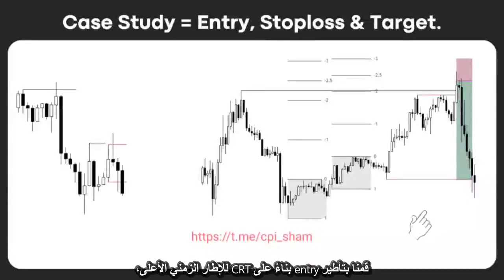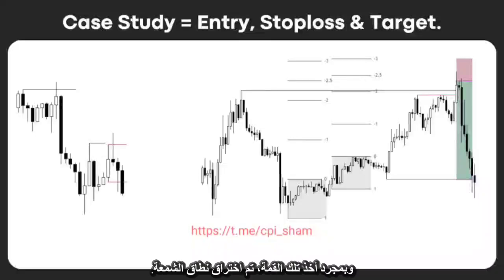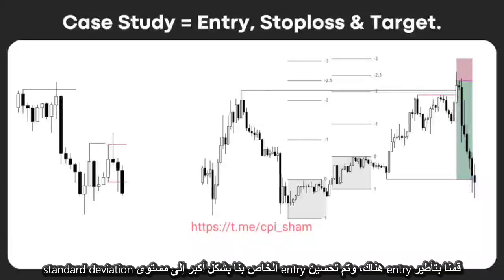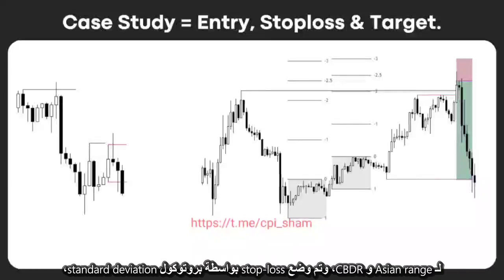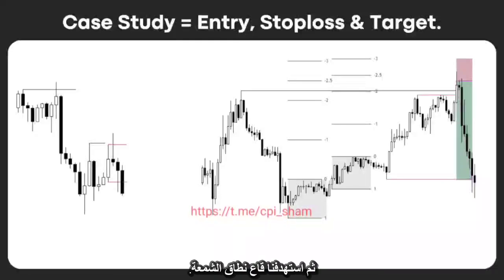We framed an entry based on the higher time frame CRT, and that CRT was formed just below the higher time frame key level, the FVG and the high. Once that high was taken, the candle range was purged. We framed an entry there, and our entry was refined further to the standard deviation level of the Asian range and the CBDR. The stop loss was placed by the standard deviation protocol, which is that we put it at the standard deviation 3 zone, and then we targeted the candle range low. That is our entry.